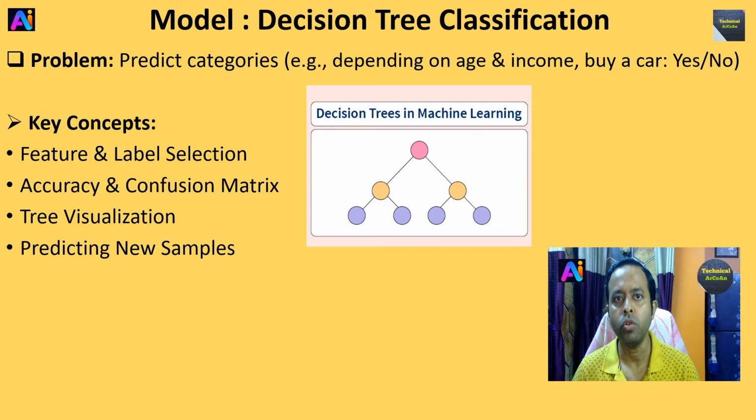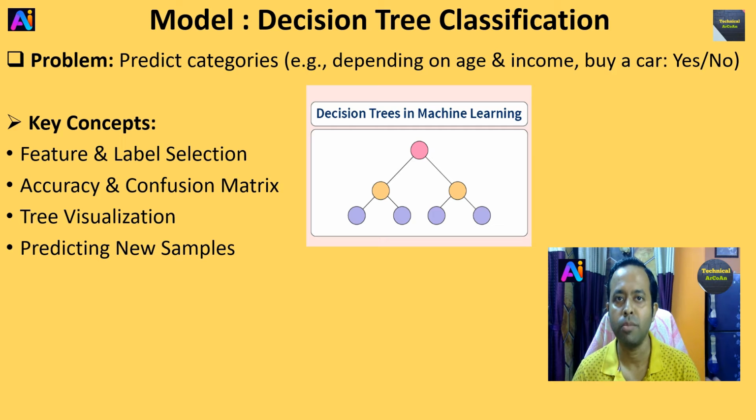So at first we should know how the decision tree classification model works. The decision tree classification model predicts the output in the form of classes or labels depending on the input features. Means the model classifies into categories like true or false, yes or no. So today the problem is to predict the categories. Suppose we put the age and the income of a person and the model predicts whether the person will buy a car or not.